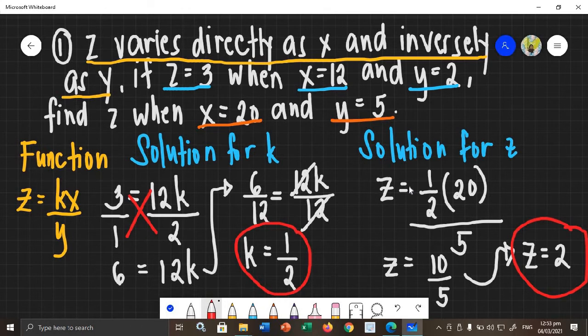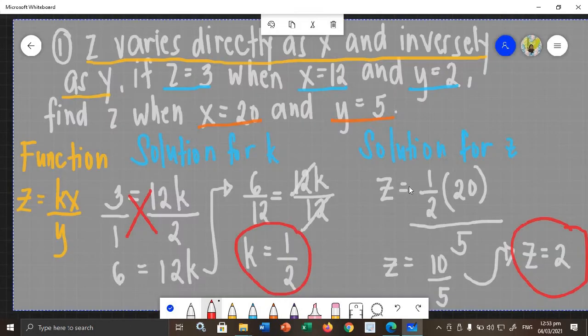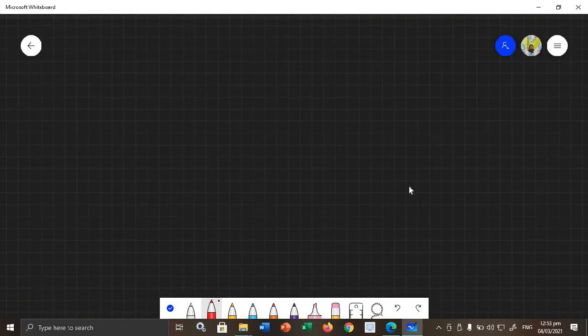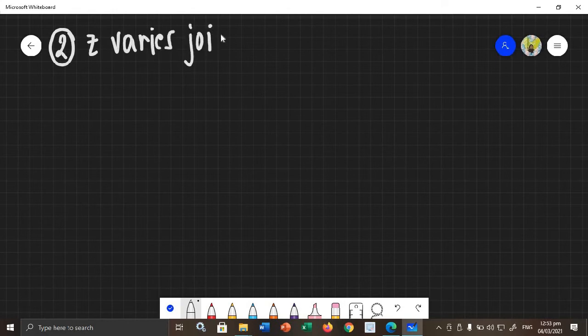Okay? How about another example? So the first example is a combination of direct and inverse variation. In this example, combination of joint and inverse naman. So we have z varies jointly as x and y.